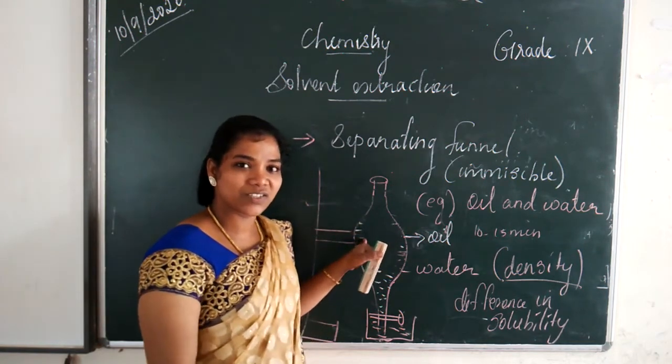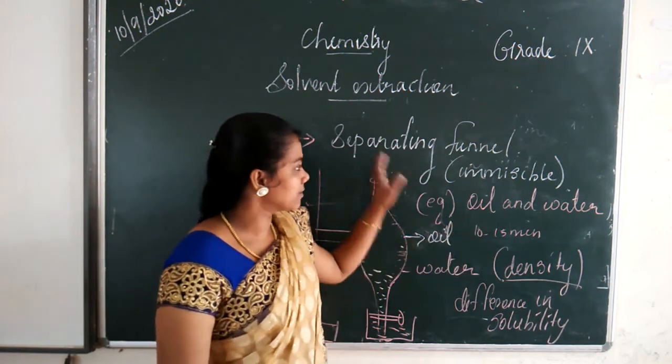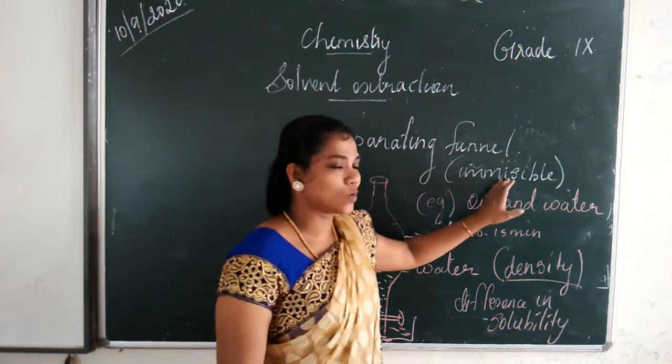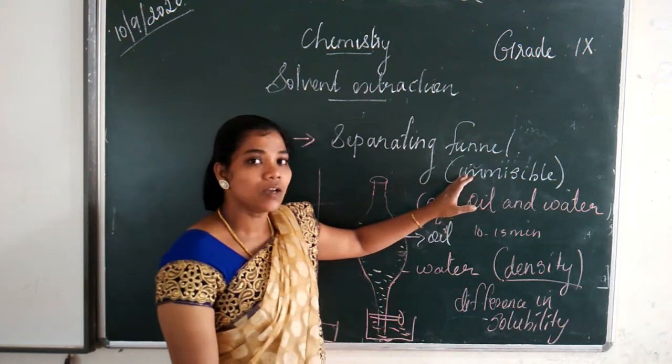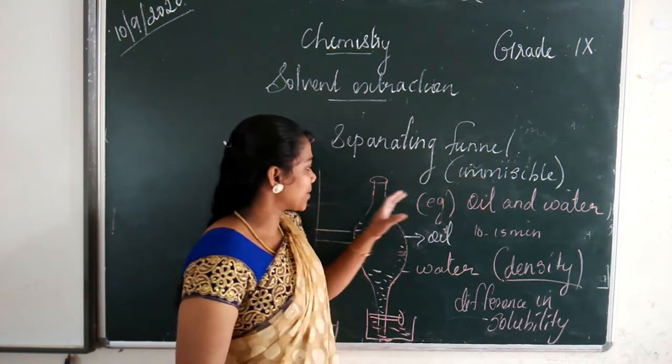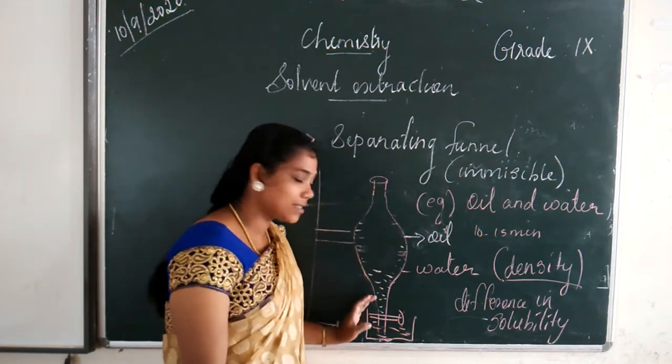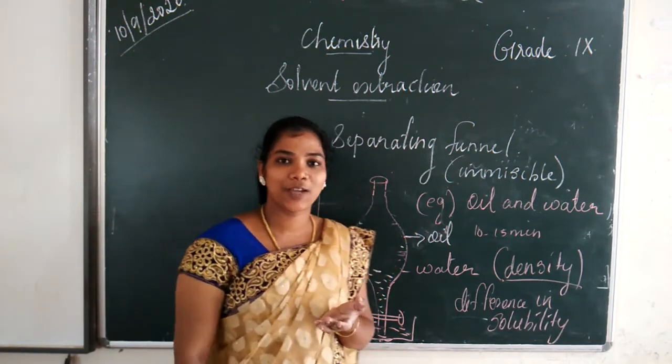Okay, have you understood? So this technique is employed to separate 2 immiscible liquids, that is, 2 liquids that are not soluble with each other. That is separated by what technique? A separating funnel. Okay, this is the apparatus, and you can also do it at home.